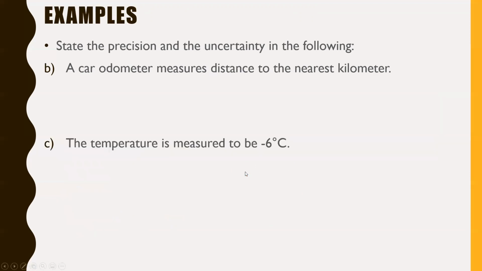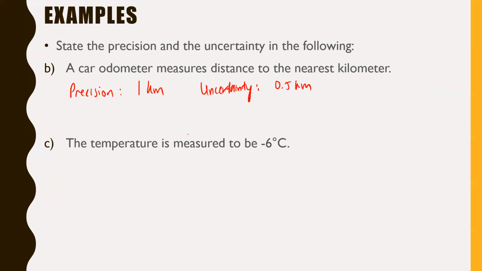Anyway, moving on. Next one, a car odometer measures the distance to the nearest kilometer. What's our precision and our uncertainty? Well, in this case, our precision, remember, is the smallest unit of measurement on our device. It's to the nearest kilometer. So 1 kilometer is our precision. And then our uncertainty is just half that. You need your precision to figure out your uncertainty. So the uncertainty here is 0.5 kilometers.